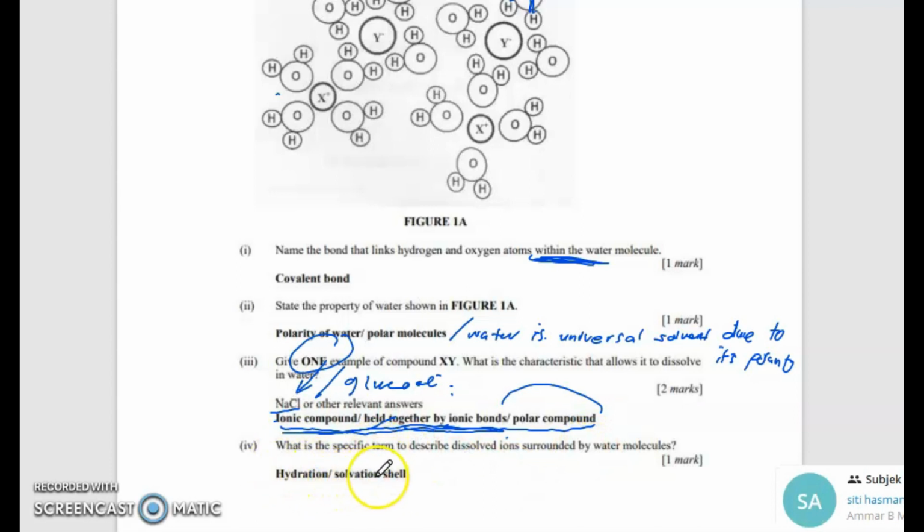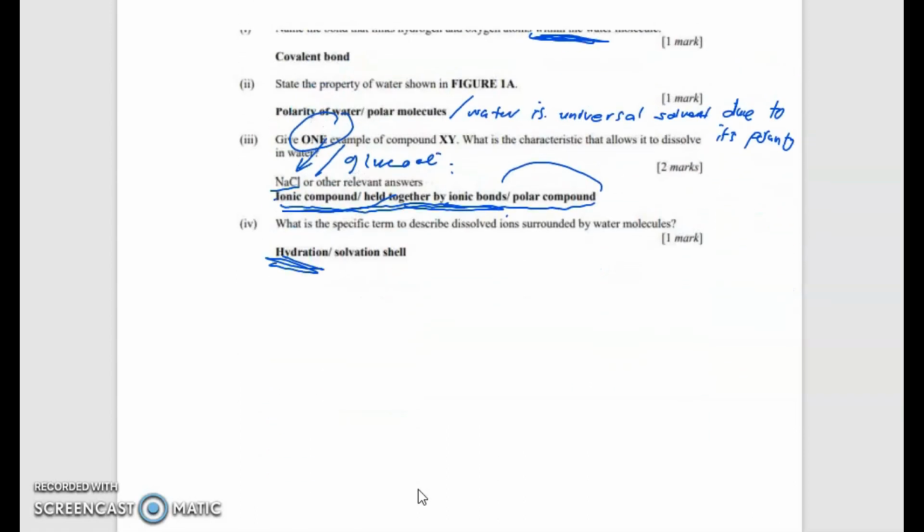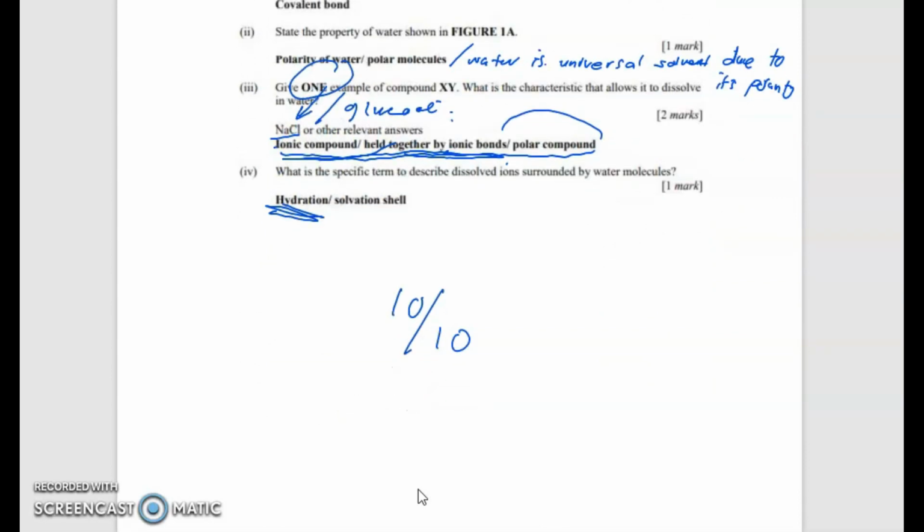What is the specific term to describe a dissolved ion surrounded by water molecules? Yes, this is a hydration shell, or solvation shell. But in your notes, I highlighted hydration shell. Okay, if you can answer all this, it is 10 out of 10 for question 1.